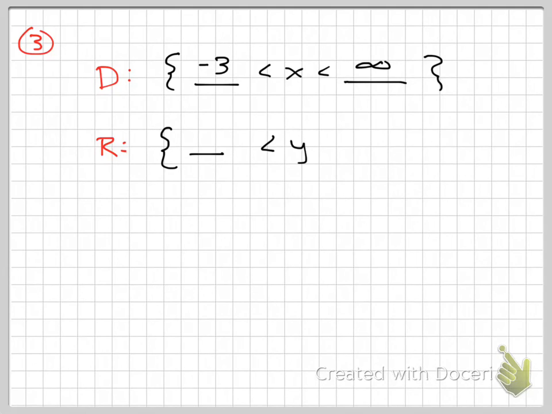Set up the range the same way. Looking at the graph, the smallest number on the range, there is an arrow going down forever, so that would be negative infinity. The largest number looks like it is 1, 2, 3, but it is not equal to that, so positive 3 looks like the value, positive 3. And again, it's an open circle, so it is not equal to.